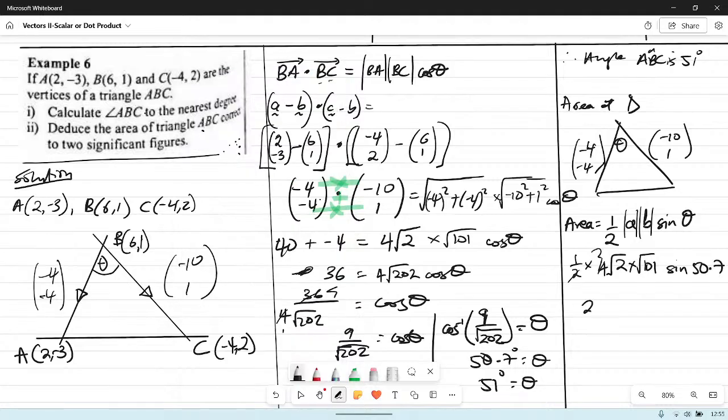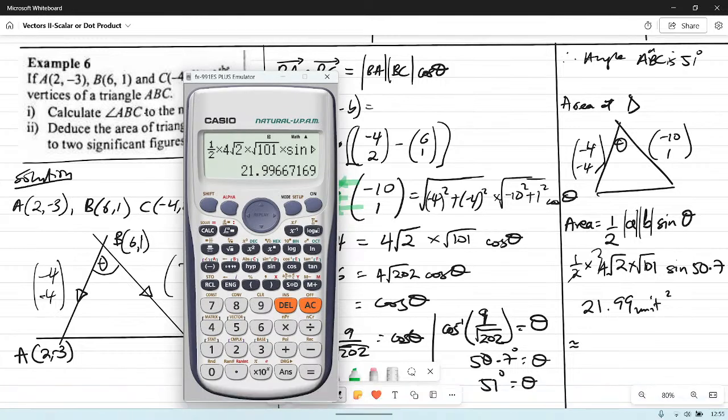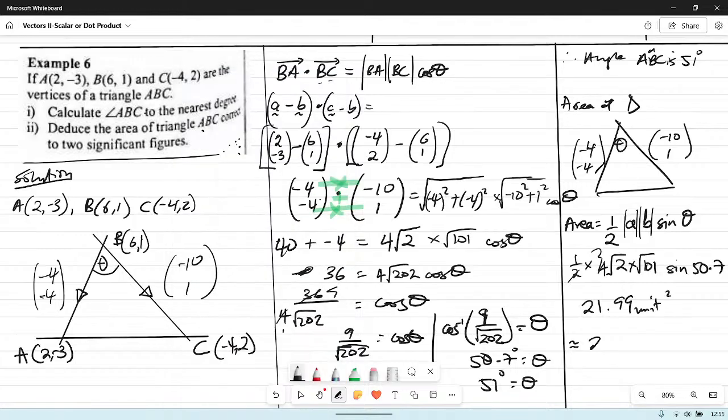21.99 units squared, whether it's centimeters or meters. So approximately, I say to two significant figures. Let's go and check the decimal places. They said to two significant figures. So we want only two significant figures. So we'll approximate the ones at the back so that we see only two digits. So 22 units squared.